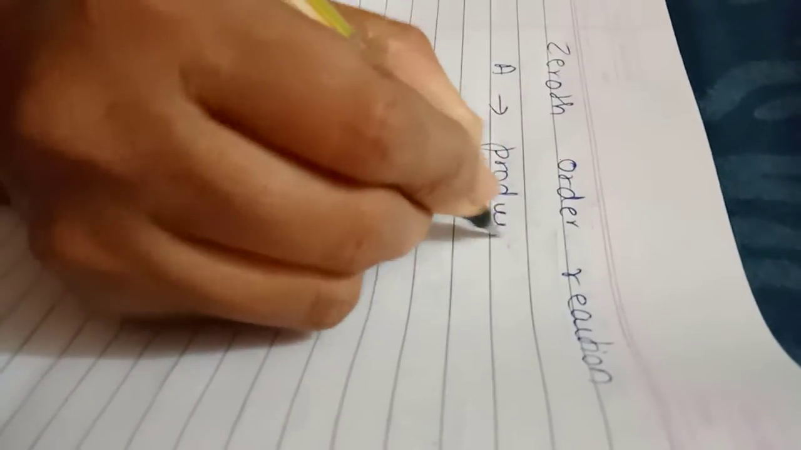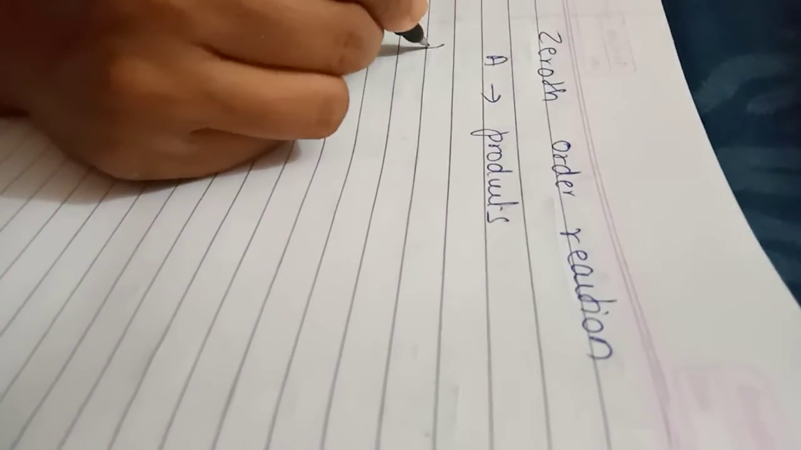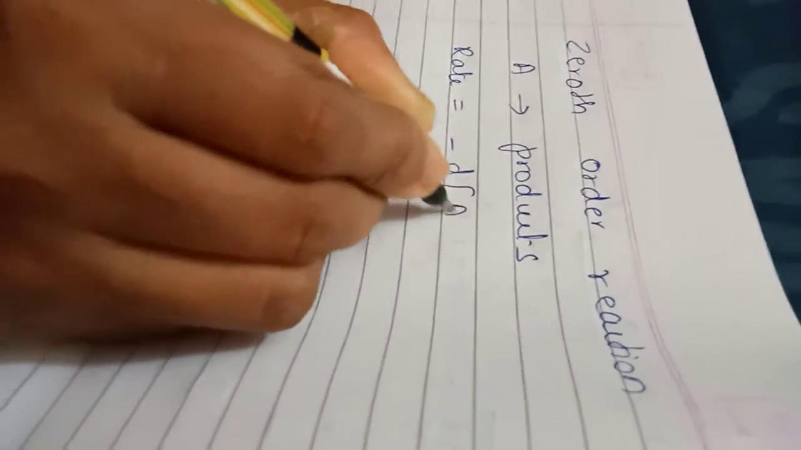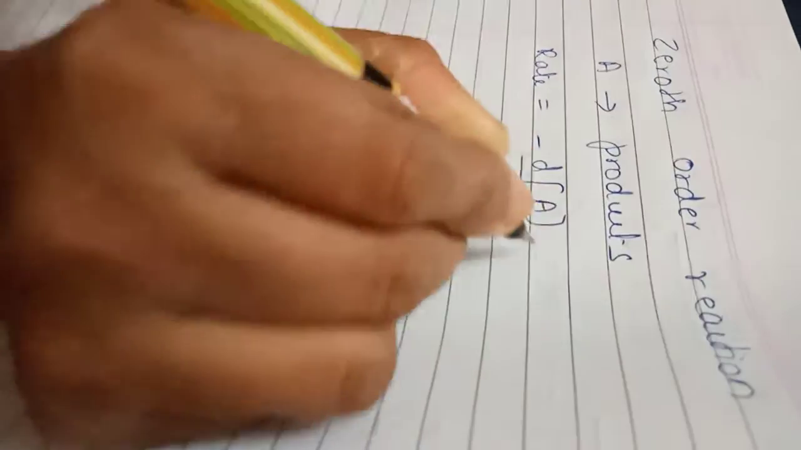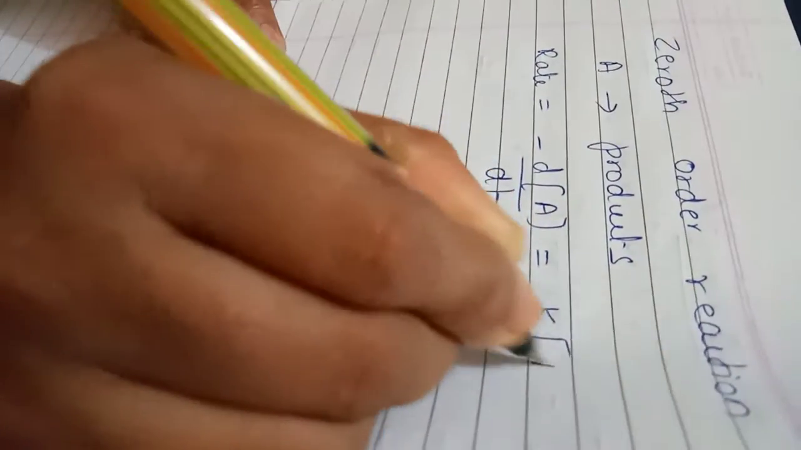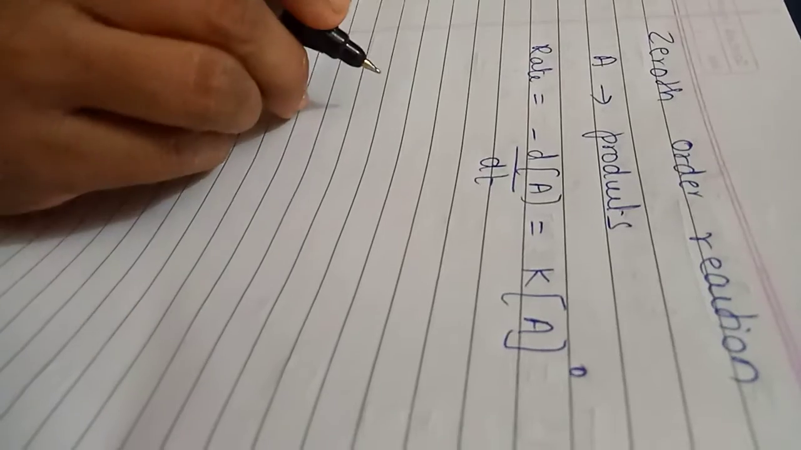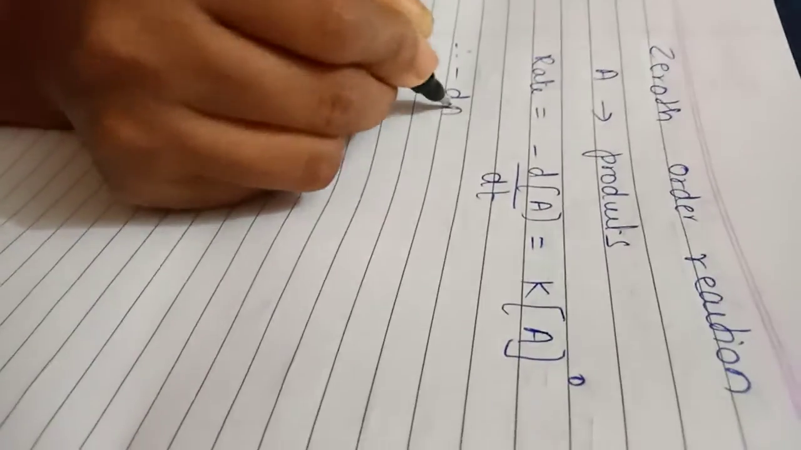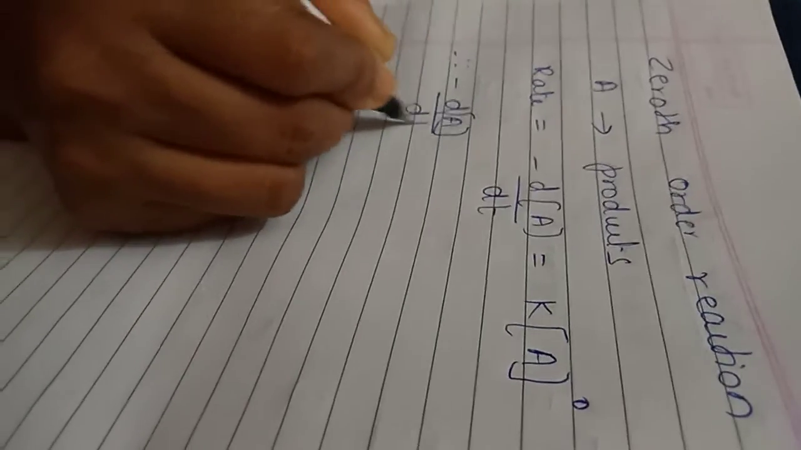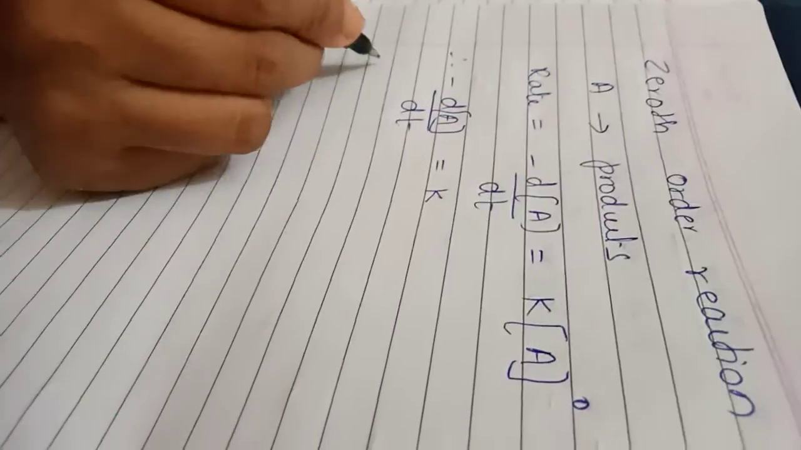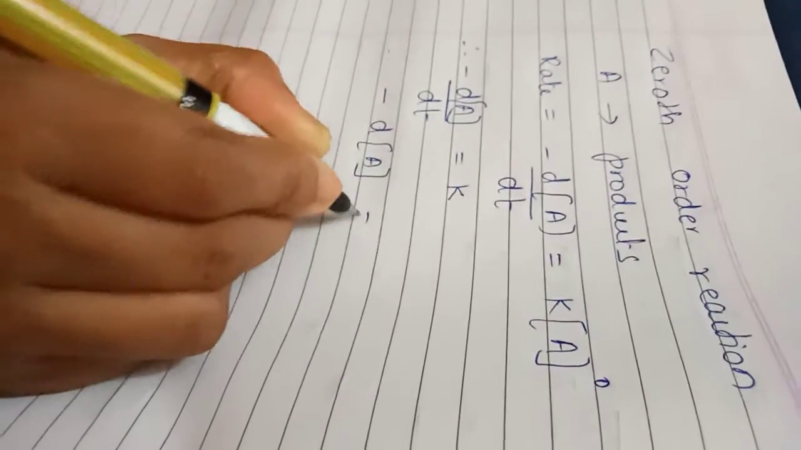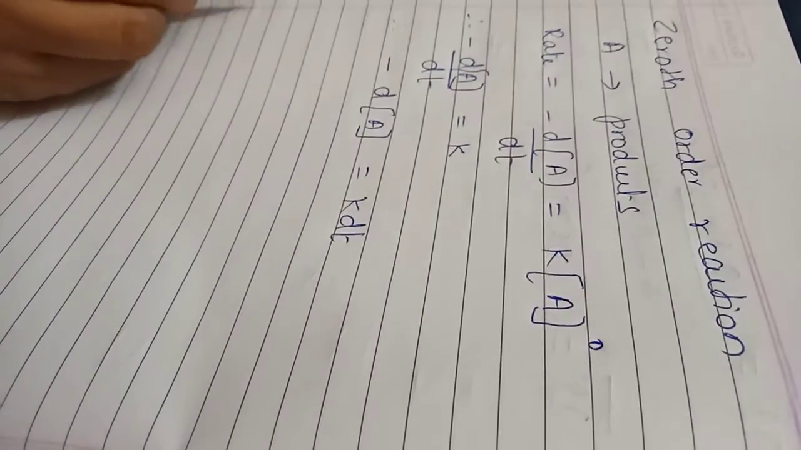Consider a reaction A getting converted to products. How do you write the rate of reaction here? Rate is equal to minus d concentration of A divided by dt, which is equal to K concentration of A raised to 0, because it's independent of the concentration of reactant. Therefore, what do we get here? Minus d concentration of A is equal to K. Therefore, minus d concentration of A is equal to K dt.